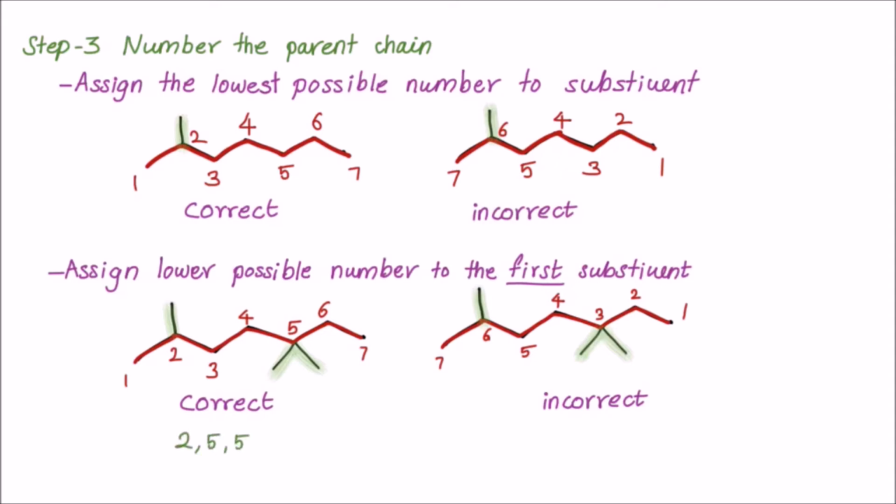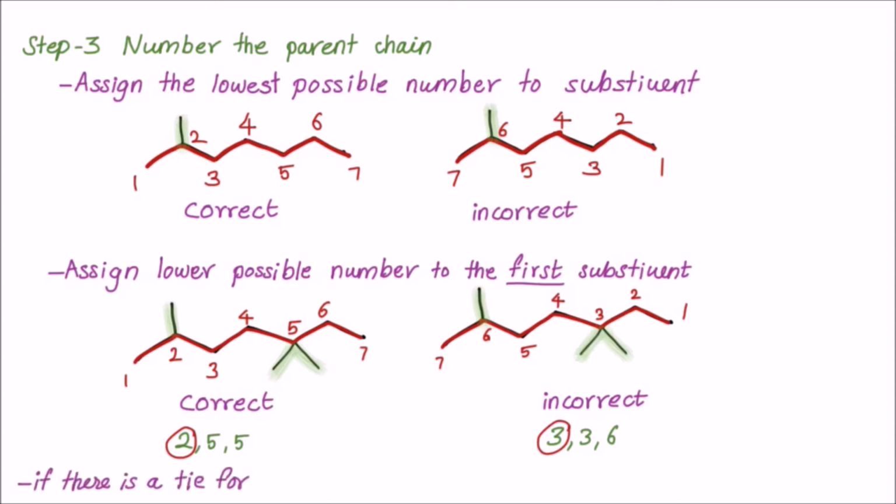Okay, we have 3 substituents in each structure. On the left side, we have methyl groups on carbon number 2, 5, and 5. On the right side structure, we have substituents on carbon number 3, 3, and 6. If we compare the first number, it should be the lowest number. The lowest number is the right way of numbering the parent chain. So the left side way of numbering is the correct way of numbering.